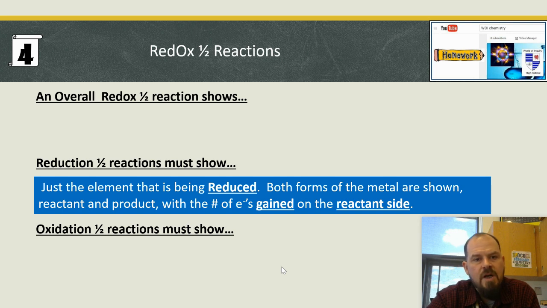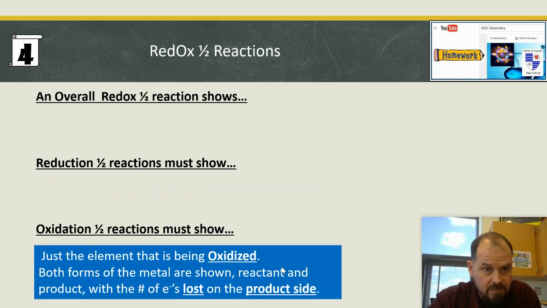And then the reduction half reaction is just the element that's being reduced. Both forms of that metal are shown, with the zero and with the charge, reactant and product, with the number of electrons gained on the reactant side. So reduction will always have electrons on the reactant side. Maybe that's how you remember it, because those both begin with R. Maybe that's how it works for you in your brain.